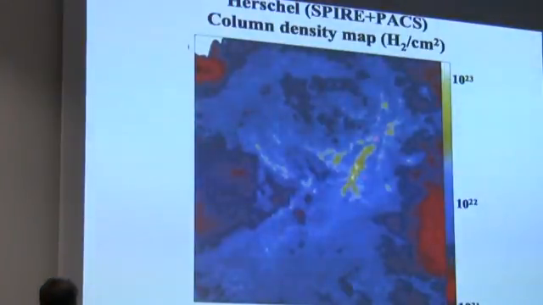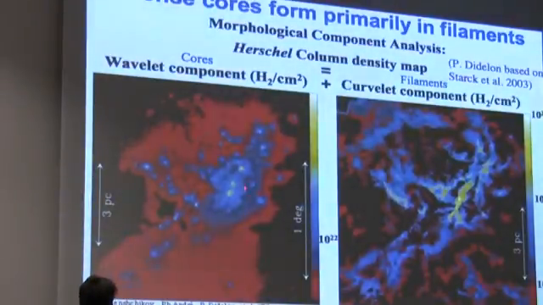So for the Herschel data, in fact, it was the same tools that we use, curvelets and wavelets. Curvelets because curvelets are good to extract filaments, while wavelets are good to extract stars. So we were using this to separate one image into two parts. And doing this, we get these two images.